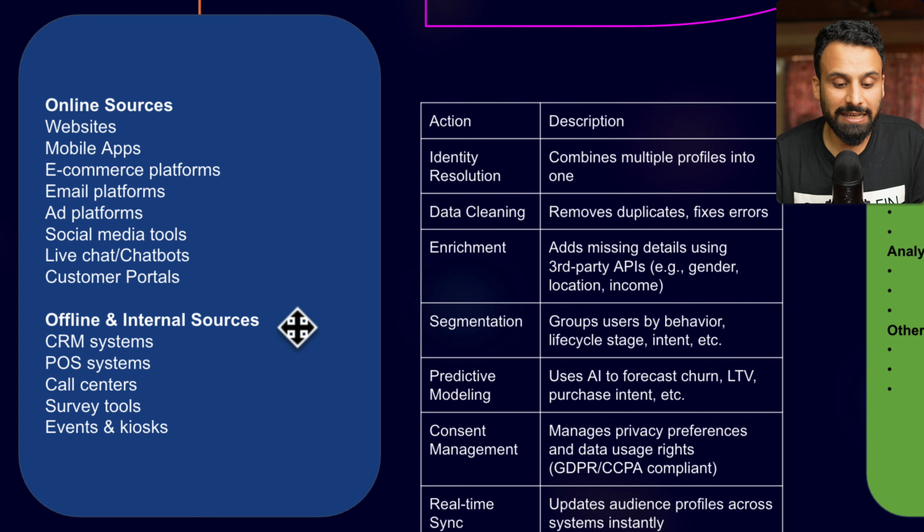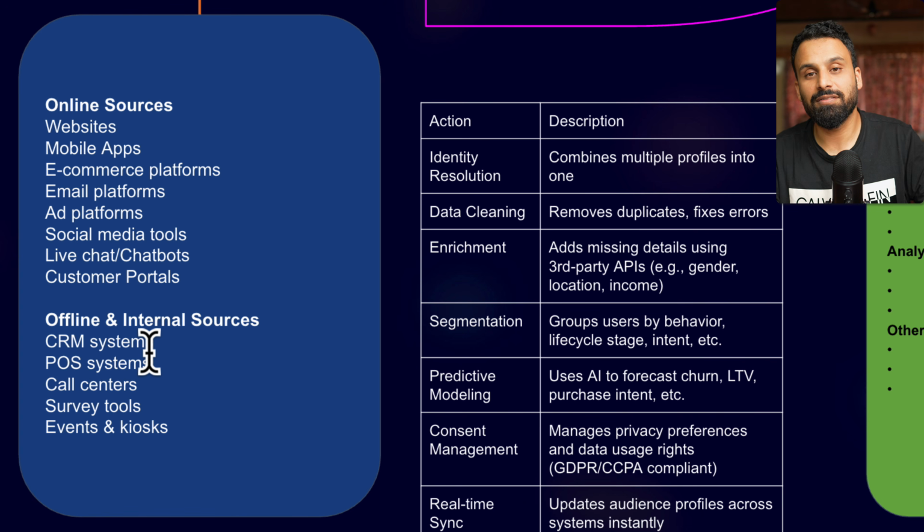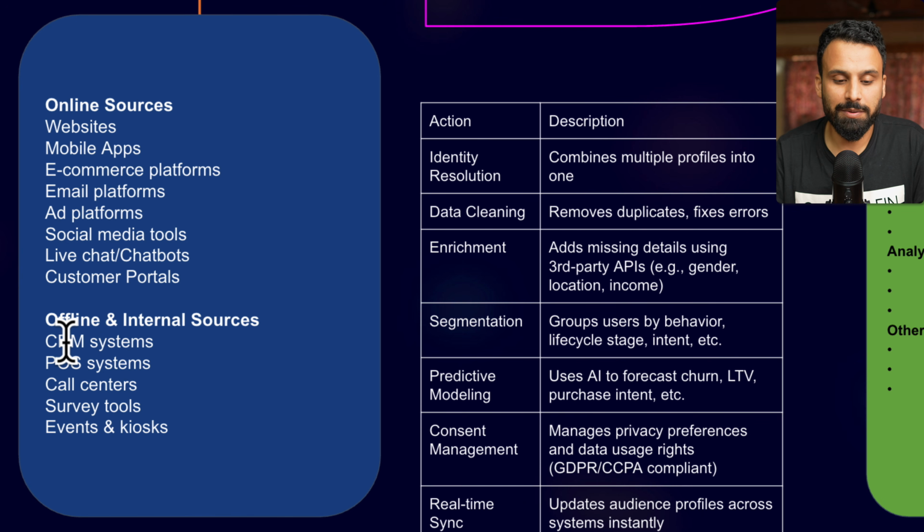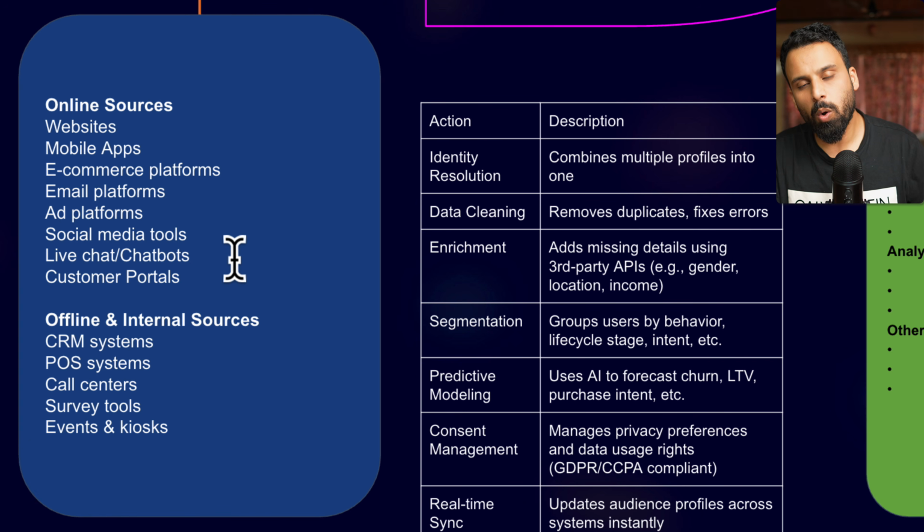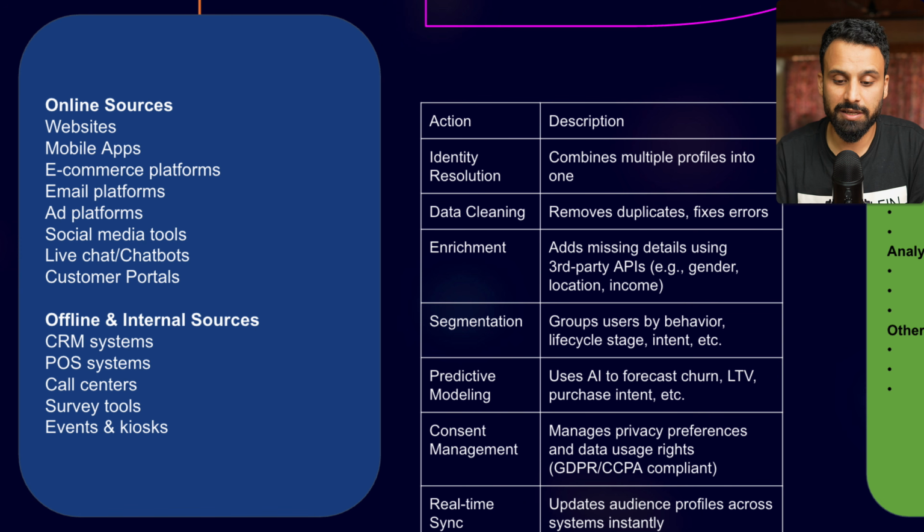And then from offline and internal sources as well, you can have this CDP integrated with your offline data. For example, CRM systems, for example, POS systems. If you have a business online and offline as well, you can stitch that together. On this particular date, they visited this store and they purchased this. Call centers, survey tools, events and kiosks. And then once it collects the data from all these sources, now you might not have all these sources, but this is like an extensive list.